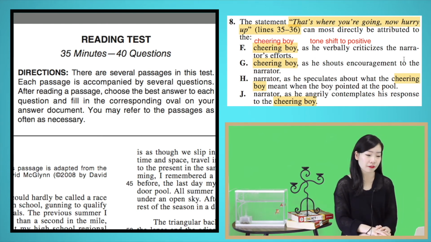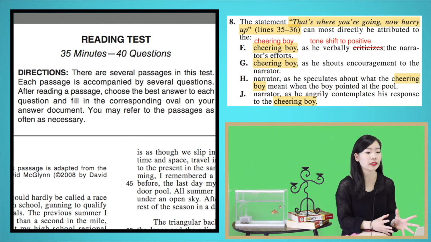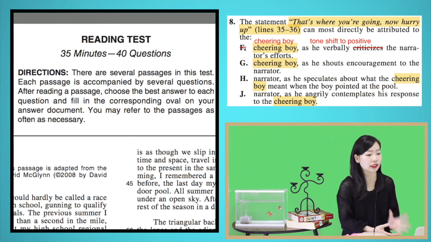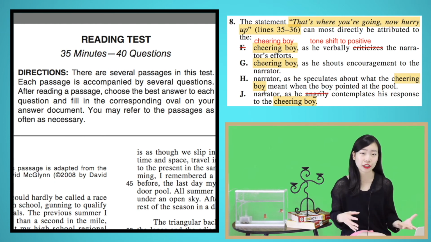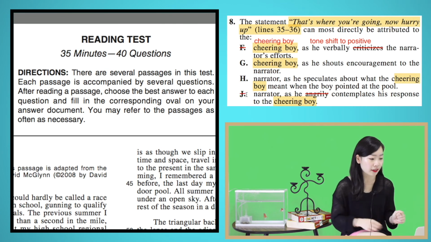I would eliminate F because if the boy was criticizing the narrator's efforts, then this line wouldn't cause a shift in tone to a more positive one. And this is the same reason why I would also eliminate J. He was becoming more positive, not angry. So let's cross out F and J.